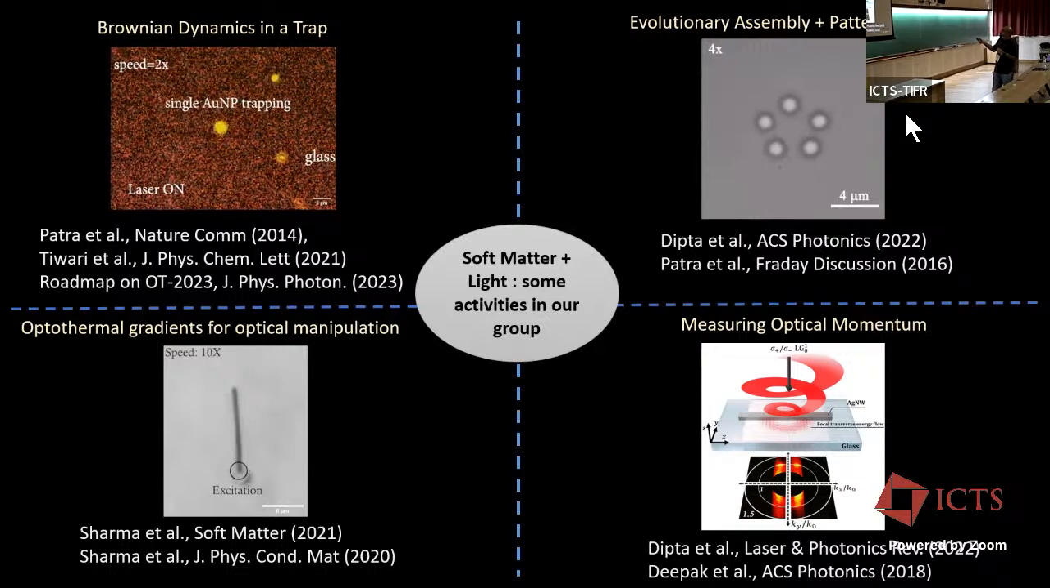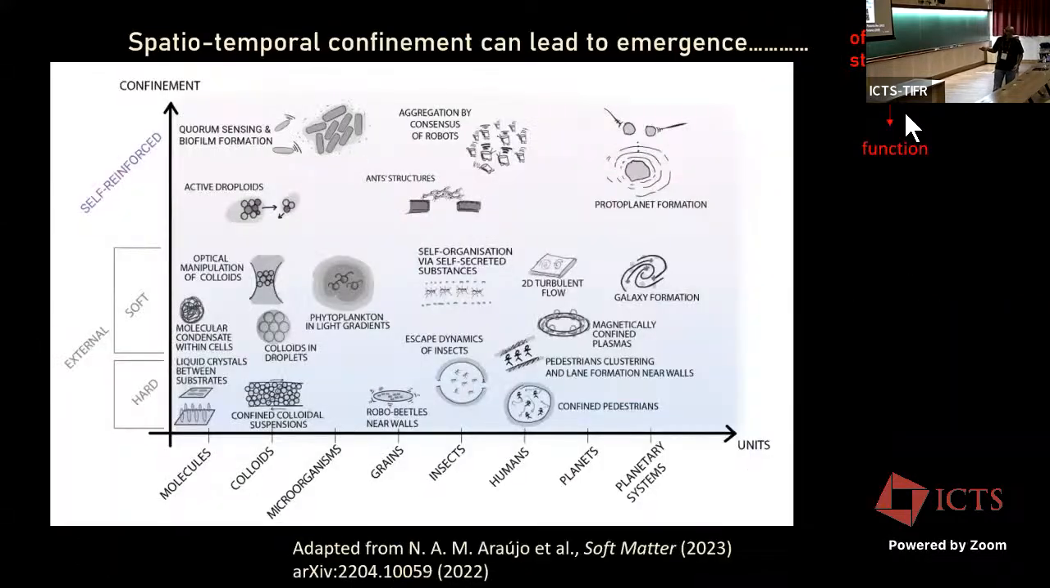The other aspect which I'm going to talk a little bit about is the evolutionary assembly and pattern formation, especially when you bring in the element of absorption into a colloid. Absorption here means optical absorption, and it can lead to some very interesting secondary effects because of that, with optothermal pulling and gradient effects. And this is something I'm not going to talk about, which is the measurement of optical momentum. If somebody is keen on knowing a little bit more, I'll be very happy to discuss.